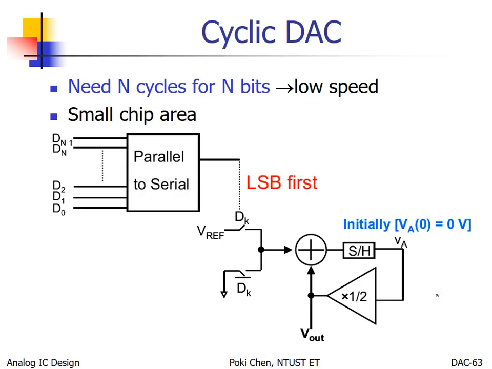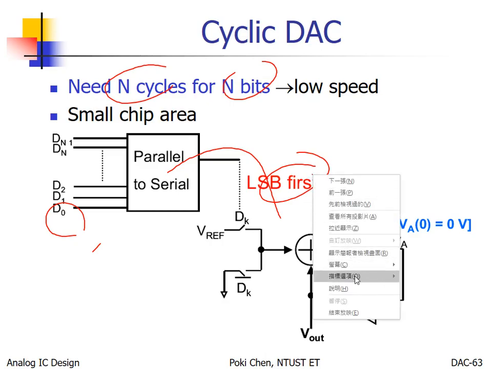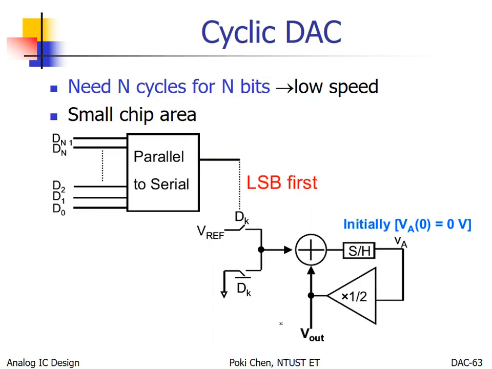Okay, what is the operation principle? You can see it needs n cycles to do such kind of n-bit conversion, LSB first. Very easy to understand through my teaching. For example, if D0 is 1, it will be connected to V reference. If it is 0, then it will be connected to the ground. Ground means no impact to your output. Only if it is 1, then V reference will be connected, right?